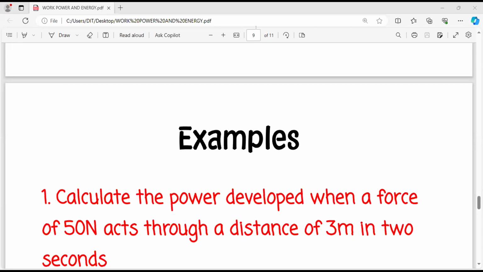And now remember, we start from looking for what. Please don't do the annotations on my screen. Okay. They have given us the force as 50 newtons, the distance as 3 meters, and the time as 2 seconds. And they want us to get the power.